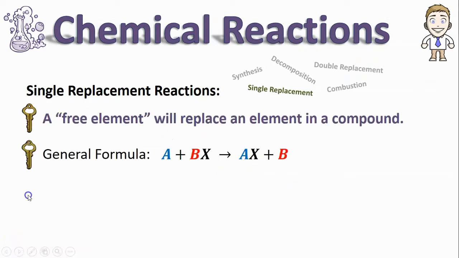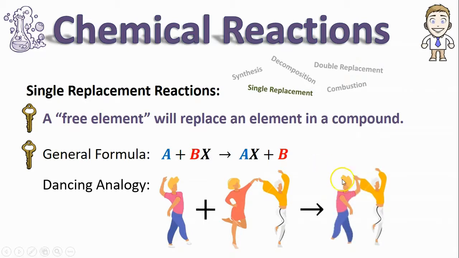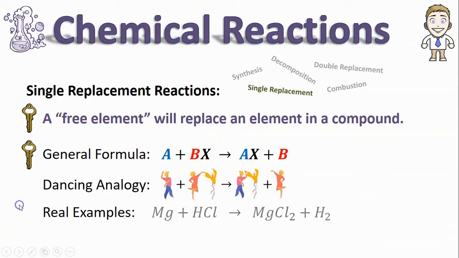In our dancing analogy, we'll have one person dancing by themselves and another set of people dancing as a couple. The person by themselves will kick out the person in the red dress. Now the pink shirt is dancing in the couple and the person in the red dress is dancing alone. And lastly, some real examples. Here you can see the magnesium kicks out the hydrogen, or in this reaction, the chlorine replaces the bromine.